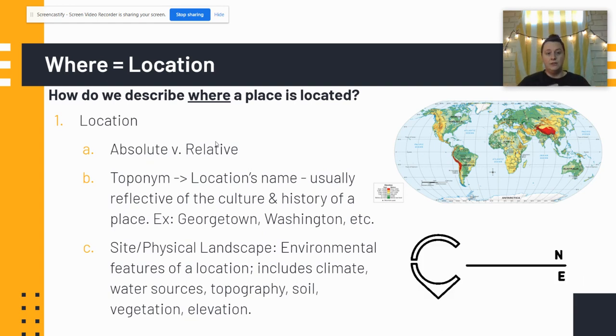So again, how do we describe where a place is located? We use these four different types of location: absolute location, relative location, toponym, and then site or the physical landscape.